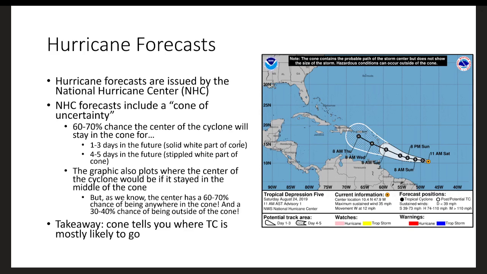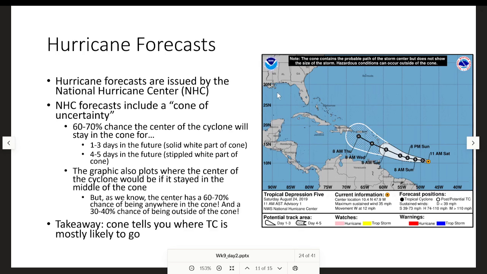The solid white part of the cone down here is 1 to 3 days in the future, and then it expands out to 4 to 5 days in the future, and that's the stippled white part of the cone. It also plots where the center of the cyclone would be if it stayed in the middle of the cone. The center has a 60 to 70% chance of being anywhere in the cone and a 30 to 40% chance of being outside of the cone.